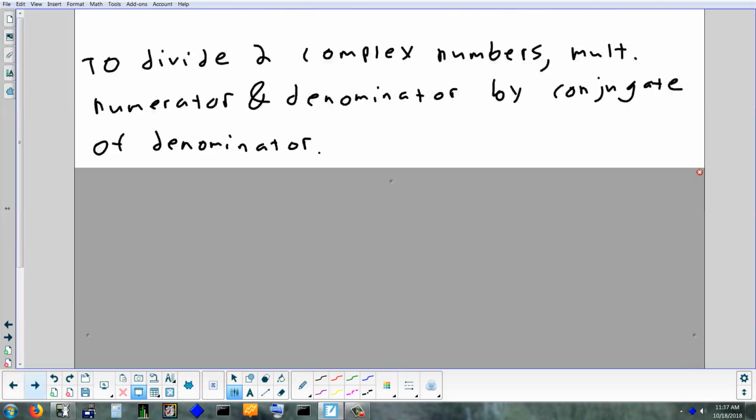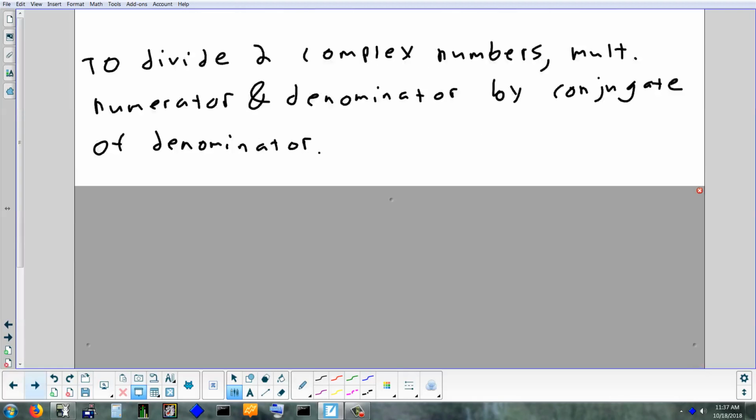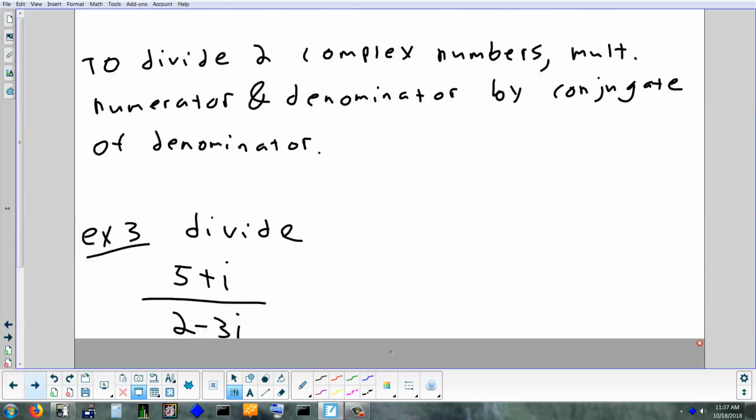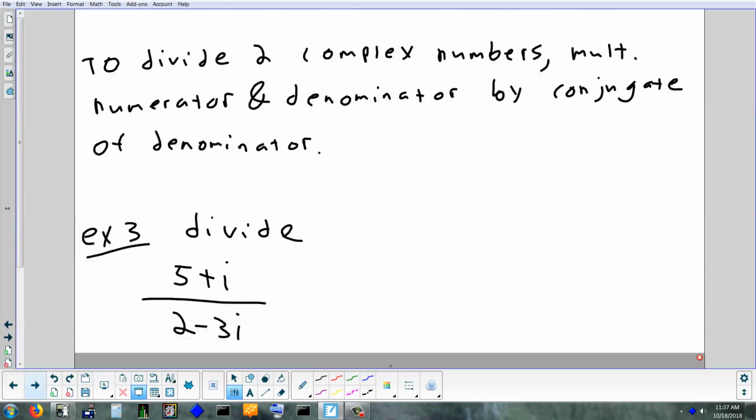All right. So where do we use conjugates? Division. So if you have a division problem and they want you to divide 2 complex numbers, you're not allowed to leave i in the bottom. Ever. You can't leave i in the bottom. So how do you fix having i in the bottom? That's where the conjugate comes in here. So to divide 2 complex numbers, multiply the top and the bottom by the conjugate of what's in the bottom.